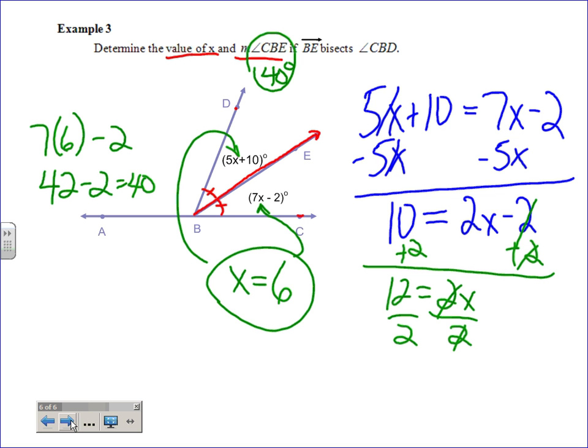Any questions on the difference between when you know it's a bisector, when you don't? Anything like that? You're good? Okay.